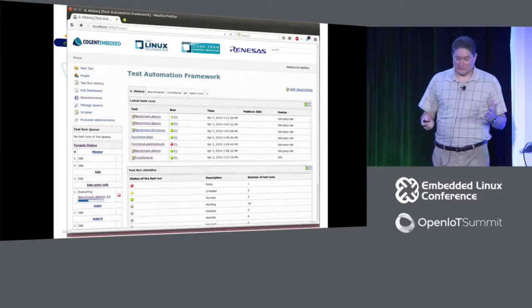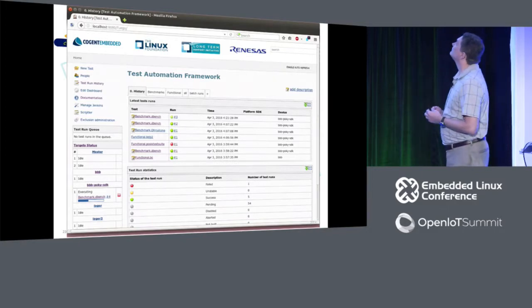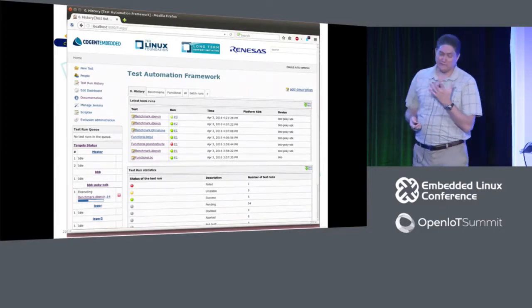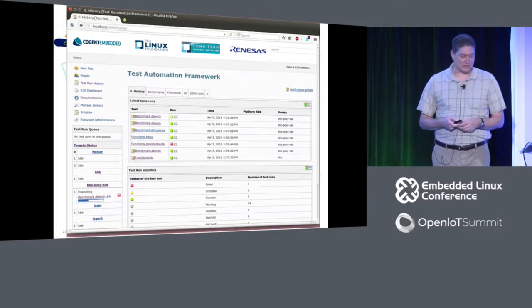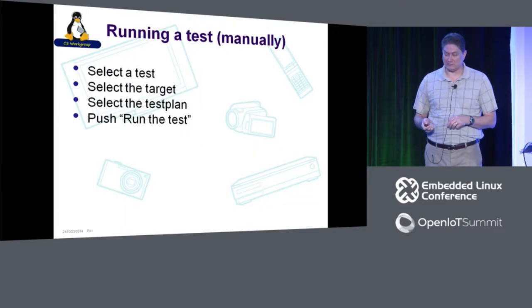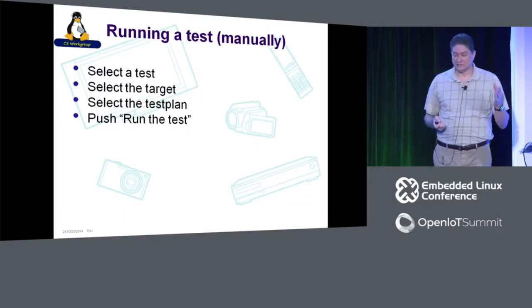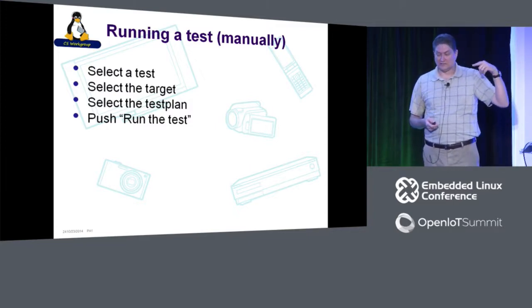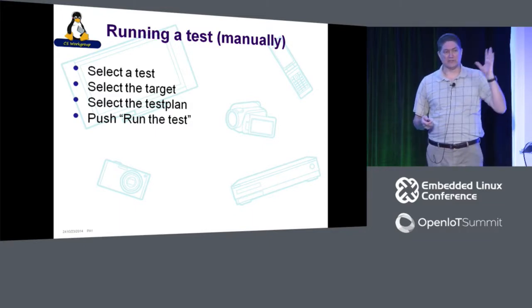So this is what it looks like. And this is the history. The very first thing you see when you get into the system is this history. There's a couple of tabs there. And you can actually go in and manually run a test. You could just select a test from the list. You select the target that you're going to run the test on. Select a test plan, which is kind of that set of configuration variables. And then you just push run the test. And it should just all go.